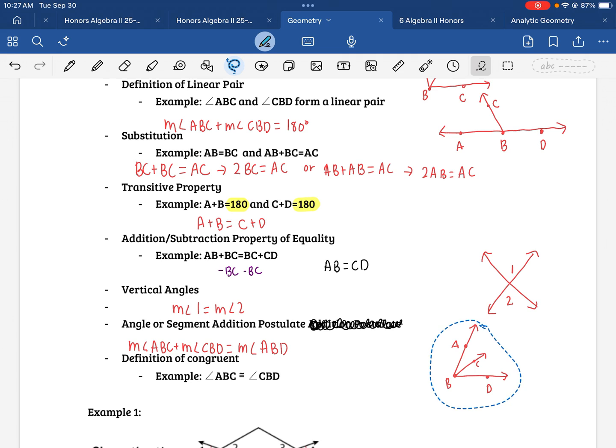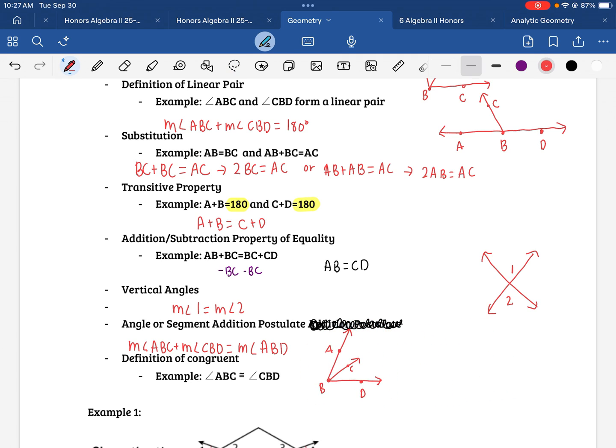The segment looks very, very similar. Really, the only thing that's going to look different is your picture. So if we have 2 pieces of a segment, we'll call this A, B, C. You can take your part, so AB plus your second part, BC, and that's going to equal the whole length of AC.